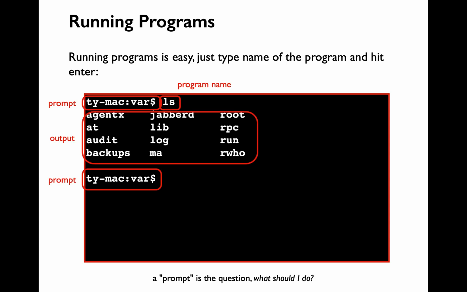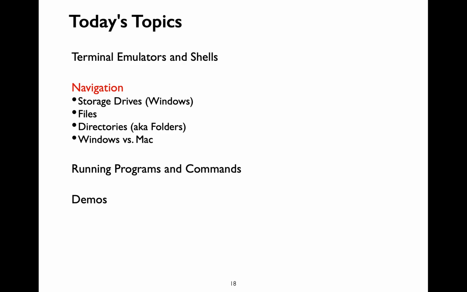Let me give you more details about the terminology that I just used. So what is a prompt? The text that appears before the program name is called the prompt. Notice that after the program execution is done, the prompt appears one more time. So the shell keeps prompting you to enter the next command or the next program name. ls is the name of the program, and the lines that follow after that are the output of that particular program. Let's talk about navigation.